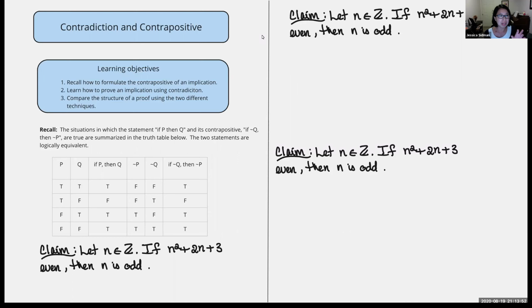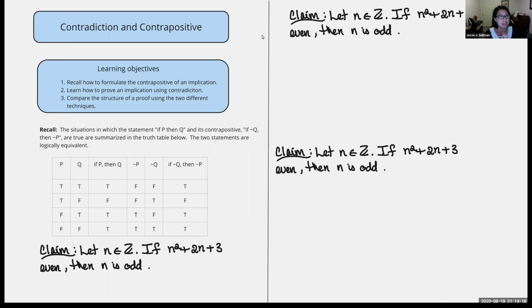We're going to learn how to formulate the contrapositive of an implication. And we're also going to learn how to prove an implication using contradiction. We're going to prove the same statement via contrapositive and contradiction, and then we'll compare the two proofs to see how they're similar and how they differ. And that will help you hopefully strategize about which proof technique you want to use.